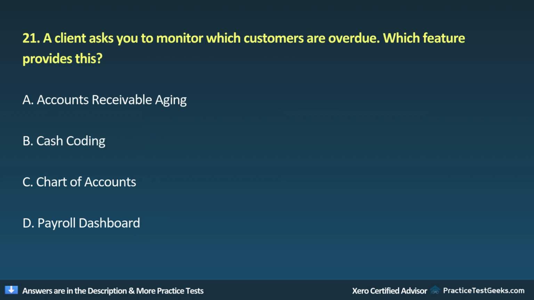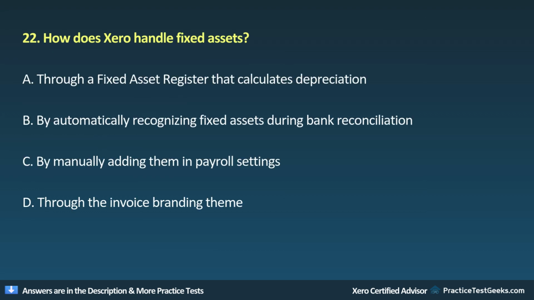Which feature provides this? A. Accounts receivable aging. B. Cash coding. C. Chart of accounts. D. Payroll dashboard. 22. How does Xero handle fixed assets?